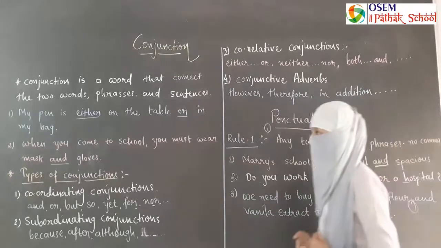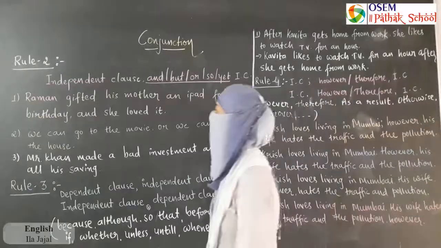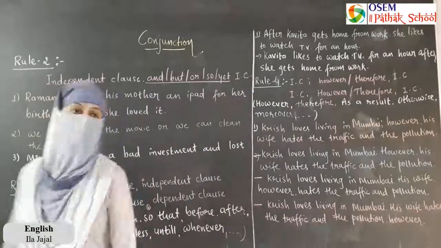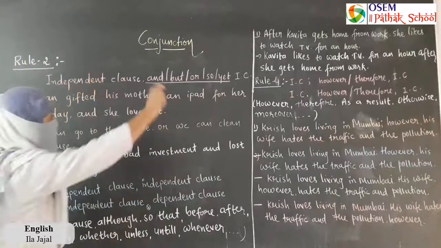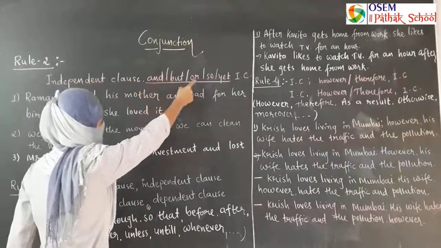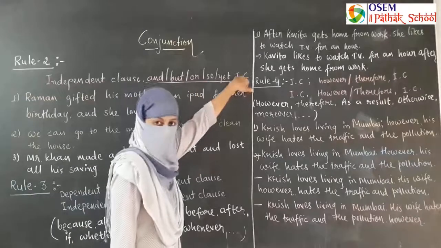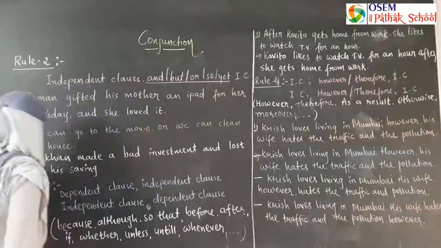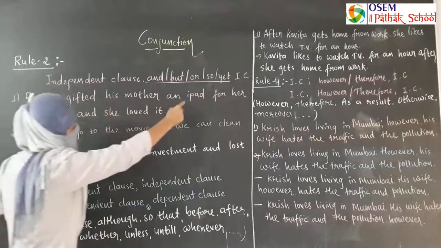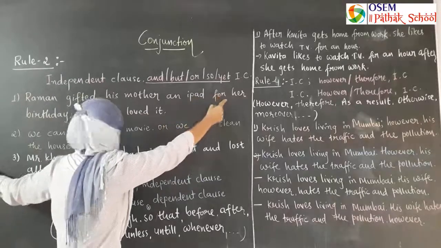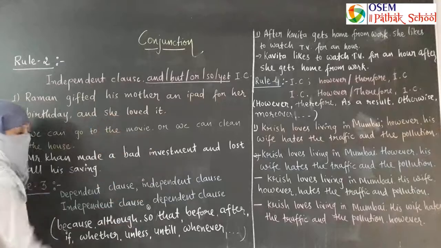Let's see our second rule. Rule number two. Independent clause, comma, and, but, or, so, yet, and again independent clause. Ramon gifted his mother an iPad for her birthday, comma, and she loved it.